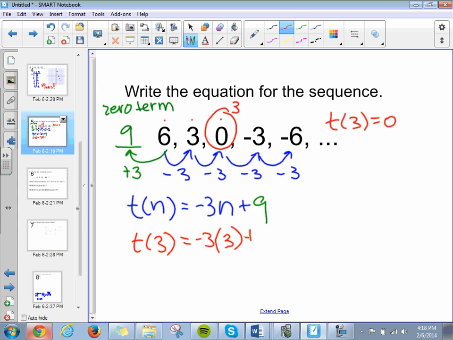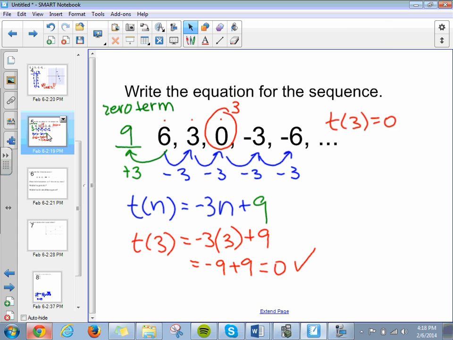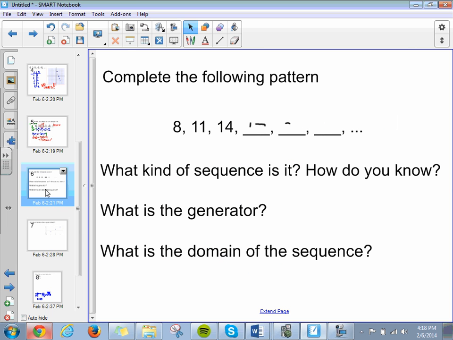So -3 times 3 plus 9. When we do that, we'll get -9 plus 9, which is equal to 0. So our equation checks out. All right. You do not have to know how to check your equation. I just wanted to show you that this does work and kind of why this equation is working.